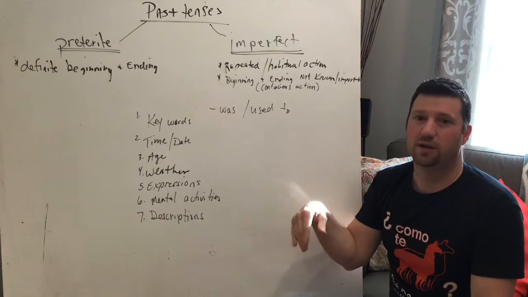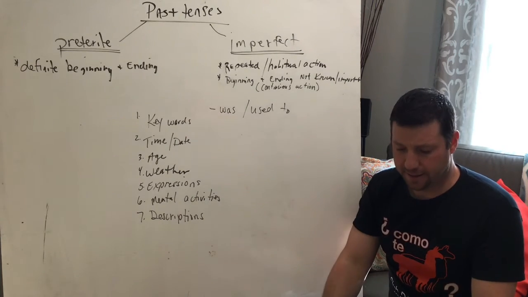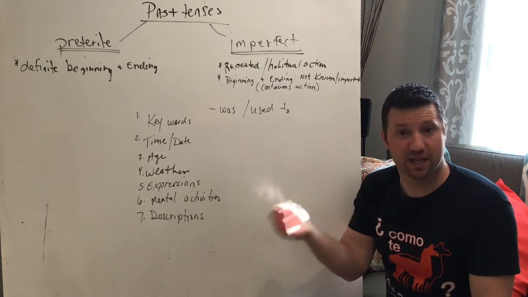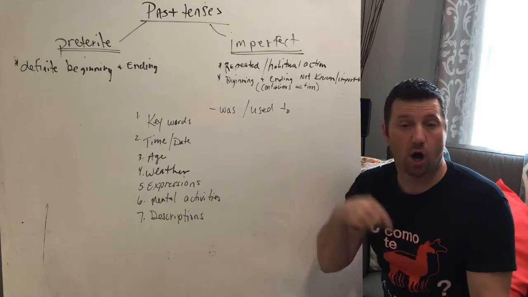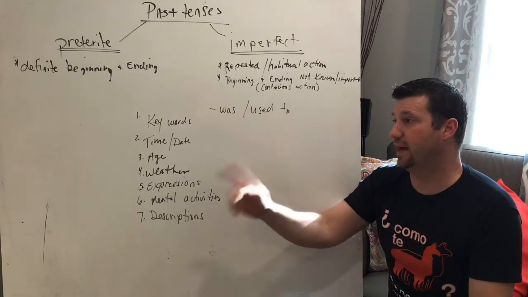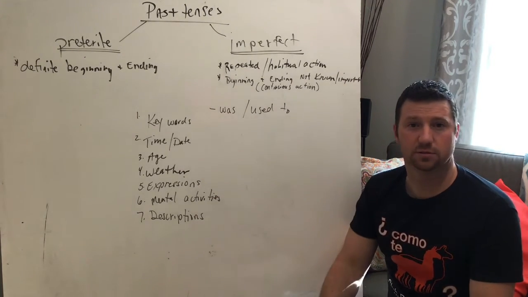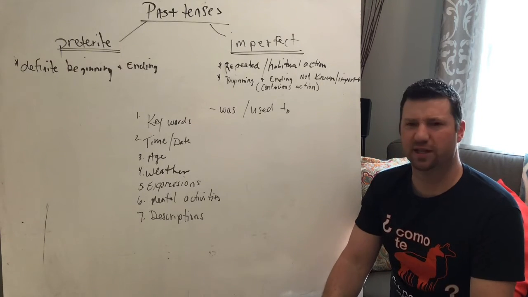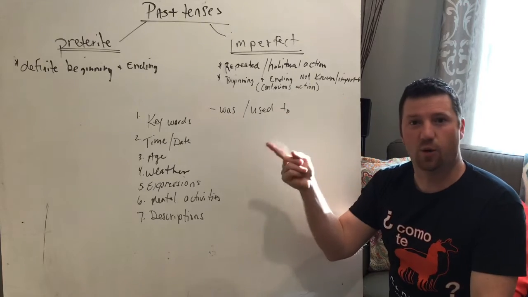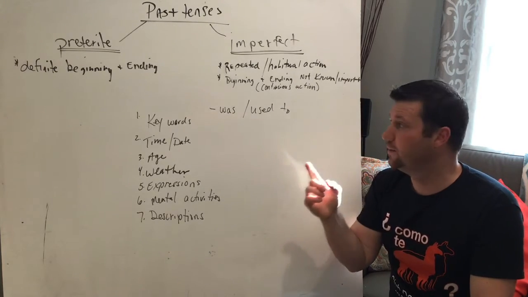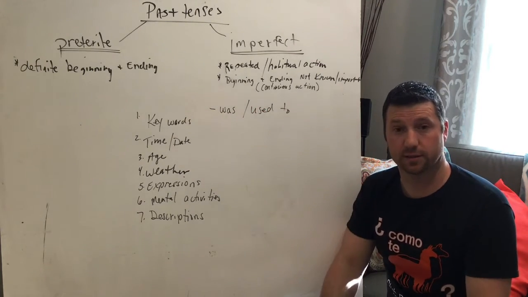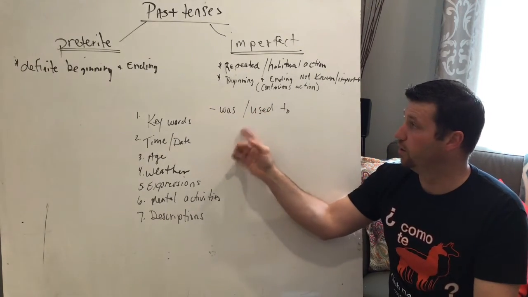every summer, every Tuesday, once in a while, these are con frecuencia, frequently, siempre, always. So I always ate at that restaurant when we went to Columbus. So now I'm saying I didn't eat there yesterday. I might have eaten there yesterday, but you say, oh, I always ate at that restaurant when we would go. Okay? Siempre comía en ese restaurante. Perdón. Okay?